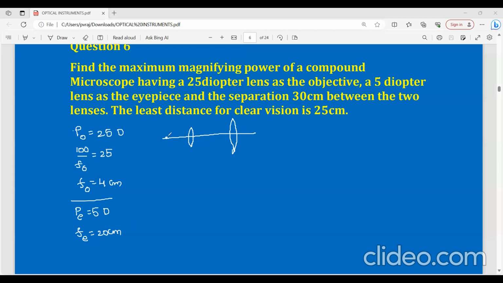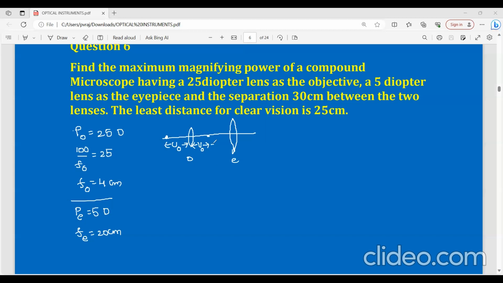Somewhere here, let me consider one object is taken. So this is the objective lens, this is the eye lens. So this is called the object distance for the objective lens. And of course, it will form some image at some point on the other side. And this distance is said to be the image distance of the objective.